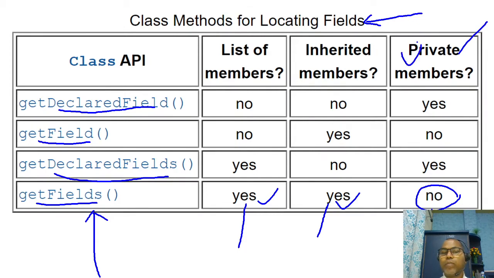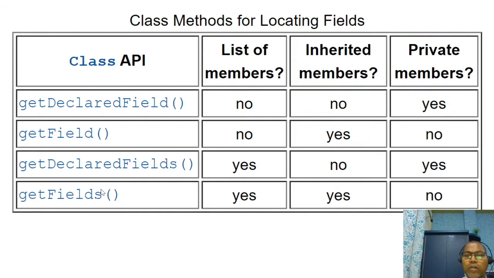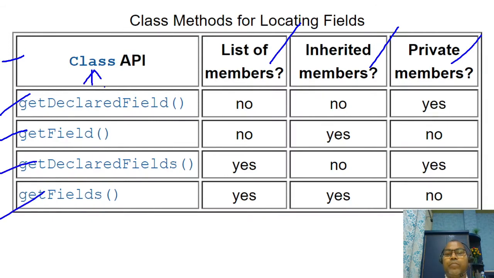If you want to access the private members, you have to use getDeclaredField. It does not offer the inherited facility, but it can get your private members. So depending upon your use case, whether you want the declared members only, inherited members, or private members, a different set of API methods is offered. We'll look at some examples as well. So be aware that if you want to find the field details, you can use these methods.